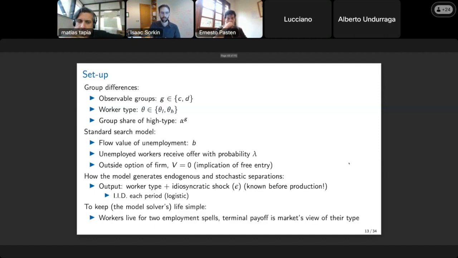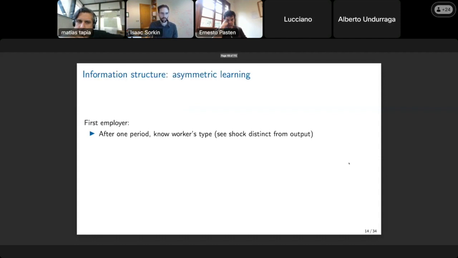Final piece of the model, to keep life simple, workers are going to live for 2 employment spells. The terminal payoff is going to be the market's view of their type. And this won't matter very much for reasons that I'll explain in a second. Okay, so the information structure is one of asymmetric learning, where the first employer after one period is going to know the worker's type because they see the shock distinct from the output. So after one period, they can tell you who are the high type workers and who are the low type workers.